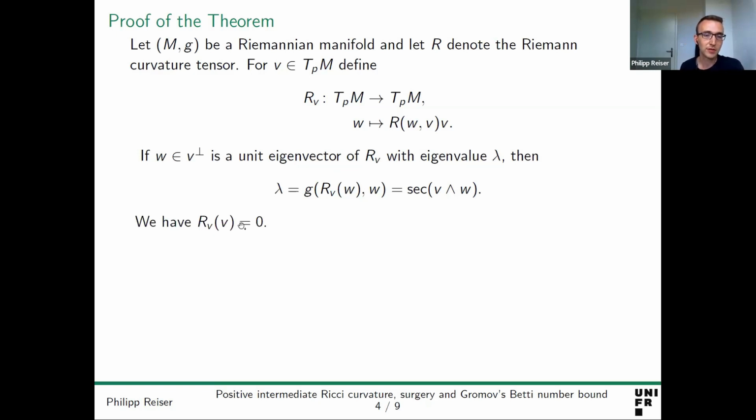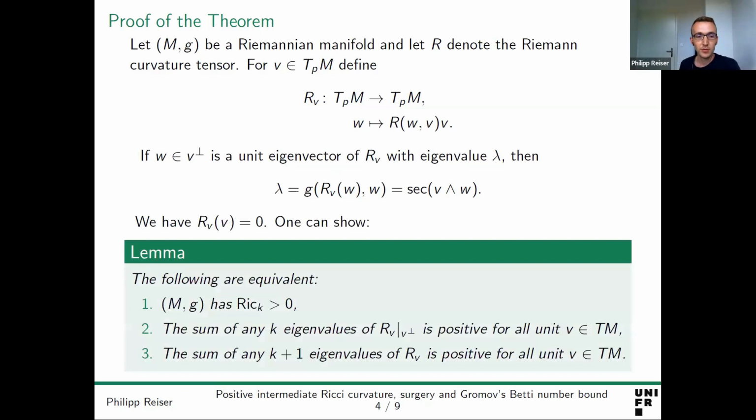And yeah, we also have that V is an eigenvector with eigenvalue 0. And then we can characterize this condition by saying it has positive Ricci K if and only if the sum of any K eigenvalues of this operator, when we restrict to the orthogonal complement, is positive for all unit vectors. And if we want to consider this map on the full tangent space, then we also have to add this eigenvalue 0. And then we get that the sum of any K plus 1 eigenvalues of the operator is positive.